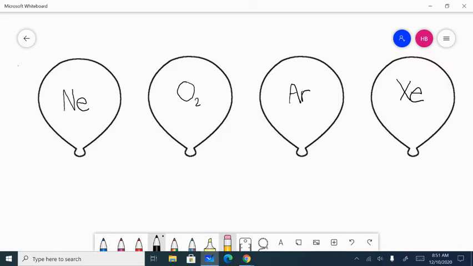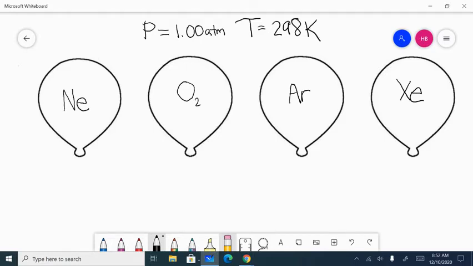So let's talk about the things that are the same. If the balloons are in the same room, that means the pressure is going to be the same. Let's just pick standard pressure. If they are in the same room, the temperature is also going to be the same. Let's pick room temperature, which is about 25 degrees Celsius. Convert it to K.